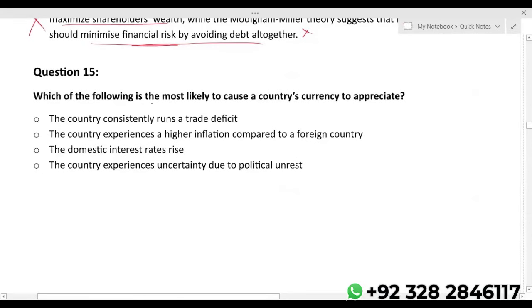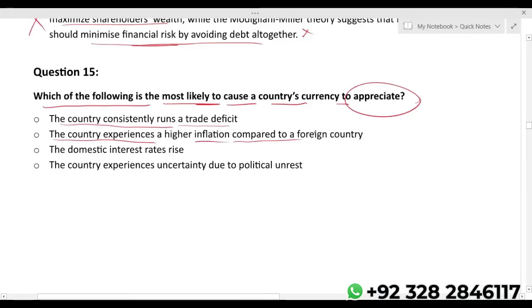Okay. Which of the following is most likely to cause a country's currency to appreciate? Let's see. The country consistently runs a trade deficit. If you have a trade deficit, it will depreciate the currency. The country experiencing higher inflation compared to a foreign country. Can I say higher inflation means your currency will be depreciated?